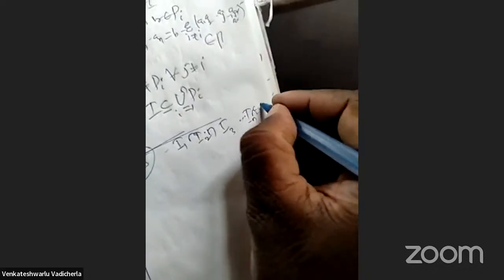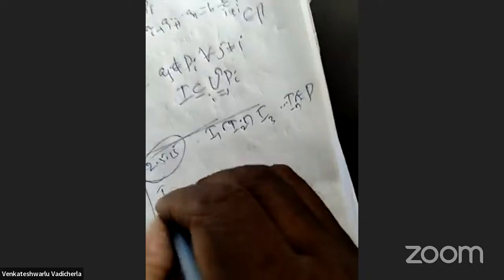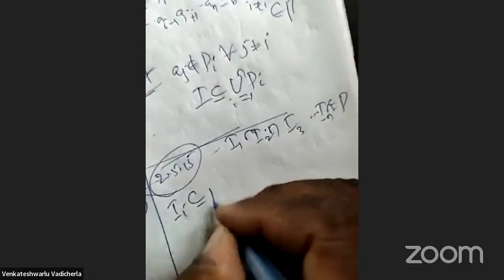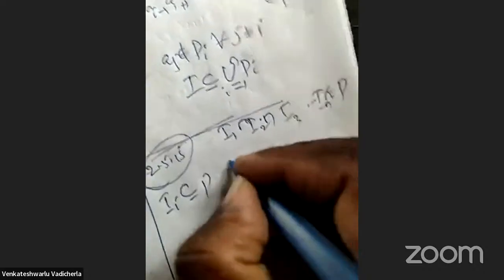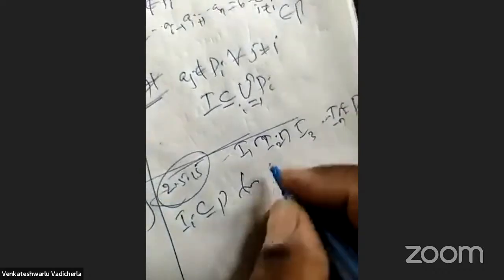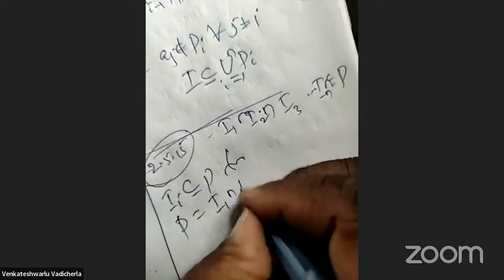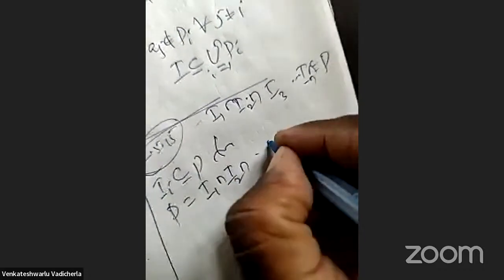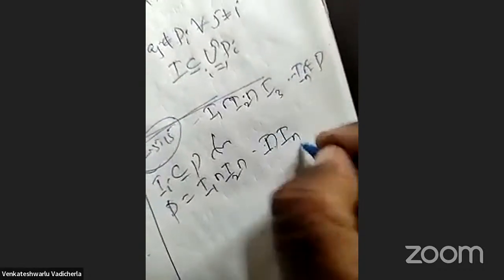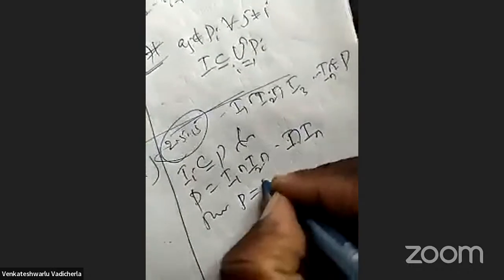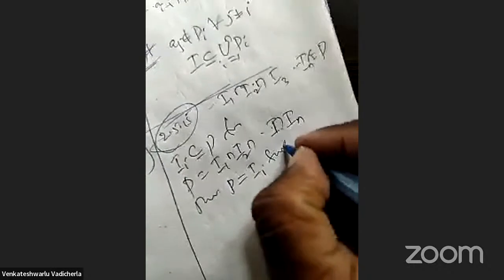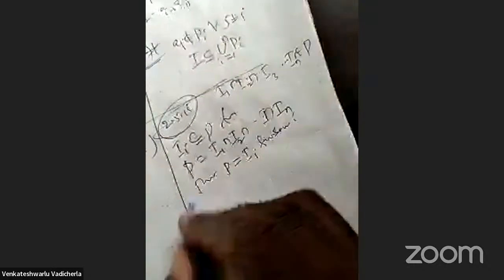So the intersection is a subset of or equal to P. So I is a subset of or equal to P for some I. So P is equal to I1 intersection I2 intersection up to In. Therefore P is equal to Ii for some I. So this is the proof of the theorem.